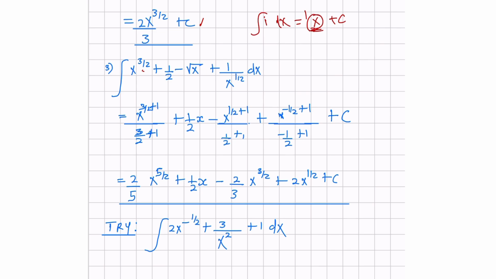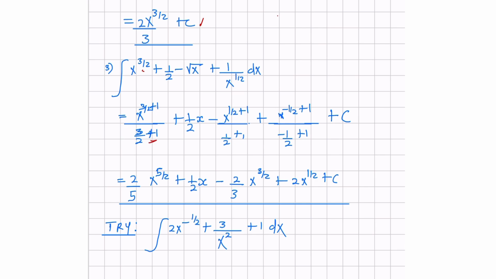Then the integral of this whole problem is still the same concept that we're going to apply. So we add 3 over 2 plus 1, then we divide by our new power, 3 over 2 plus 1, as we've done here. Then the integral of our constant half is half of x. Then the integral of the root of x, you're going to add 1, then you divide by the new power.